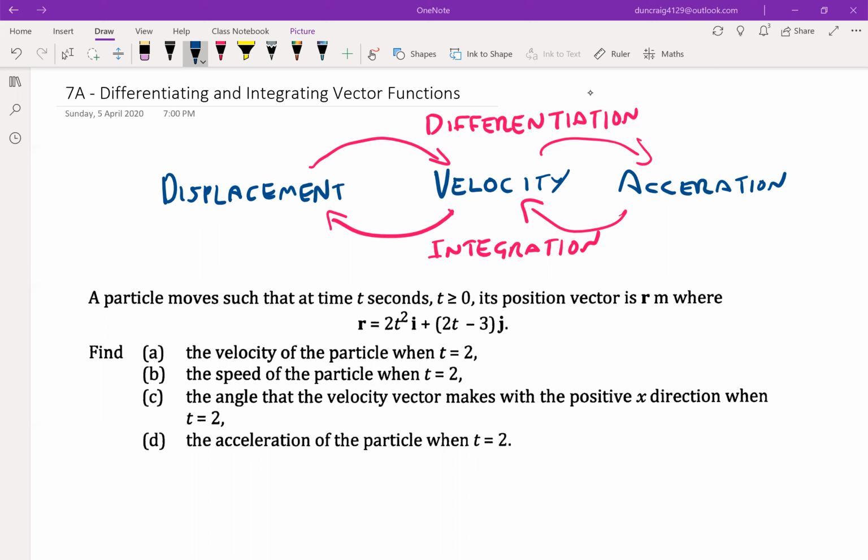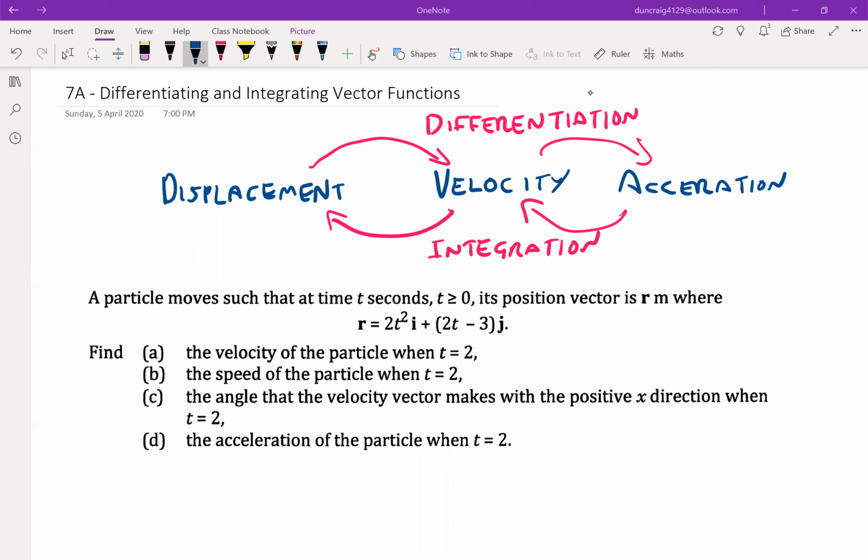Today we're going to be starting a new chapter, and we're looking at vector calculus. We're basically combining vectors and our understanding of rates of change, but specifically to do with displacement, velocity, and acceleration.